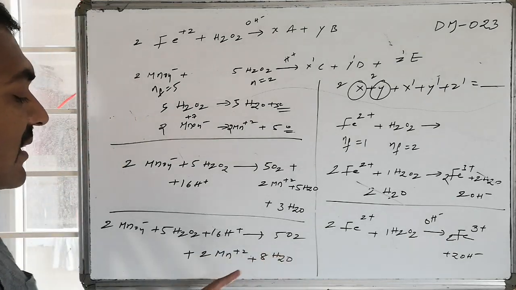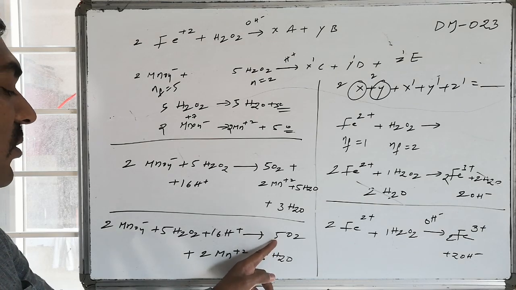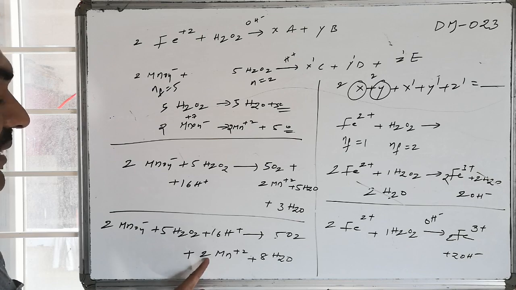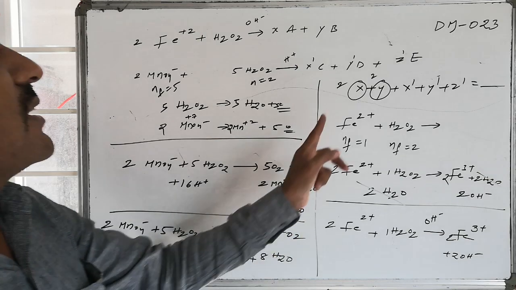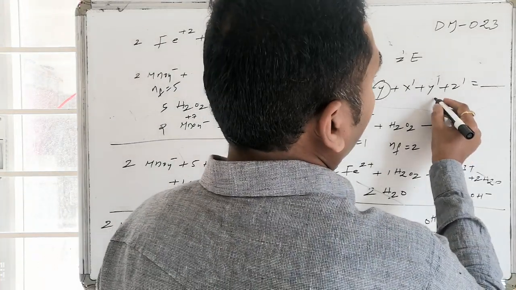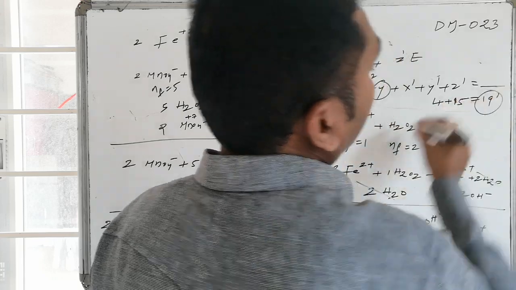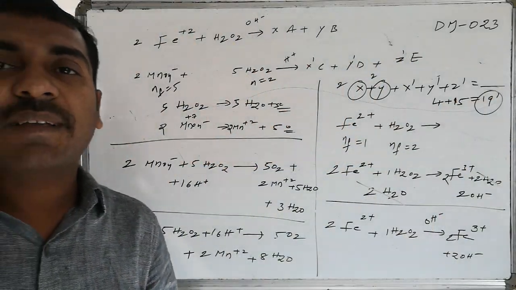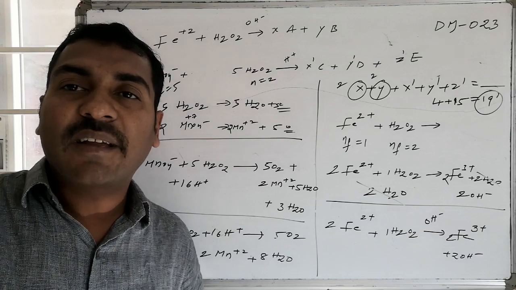Here the coefficients are X dash, Y dash and Z dash. The sum of coefficients is 5 plus 2, 7, 7 plus 8 becomes 15, 15 plus 4 becomes 19. The value of X plus Y plus X dash plus Y dash plus Z dash is 19.